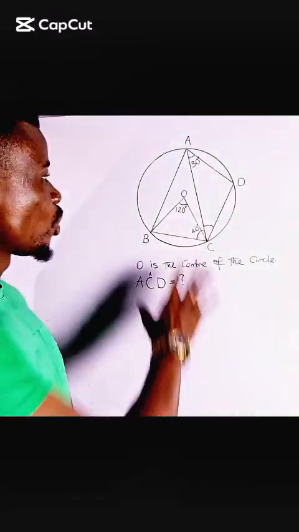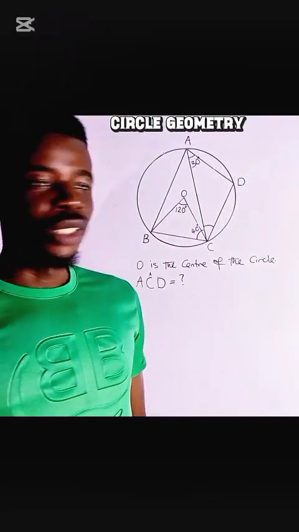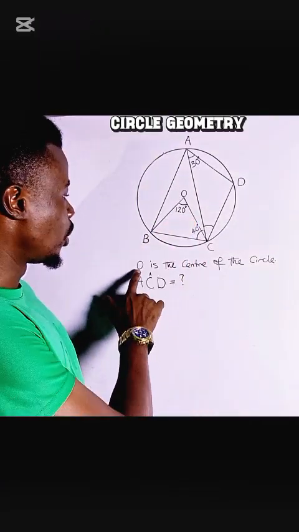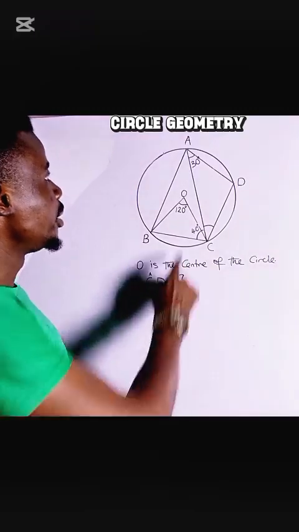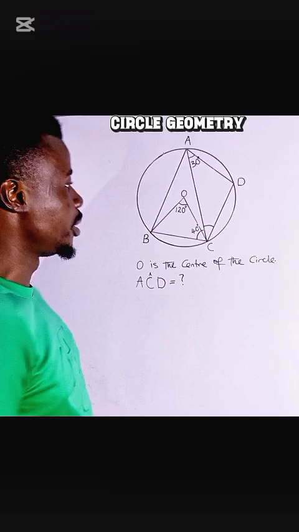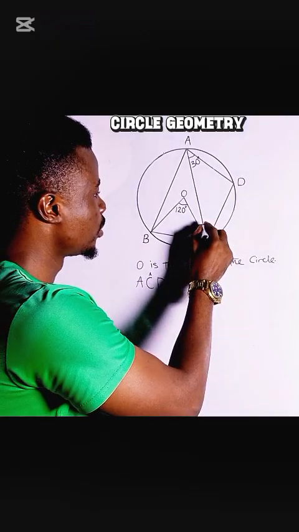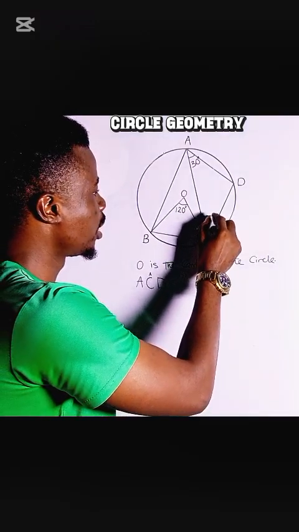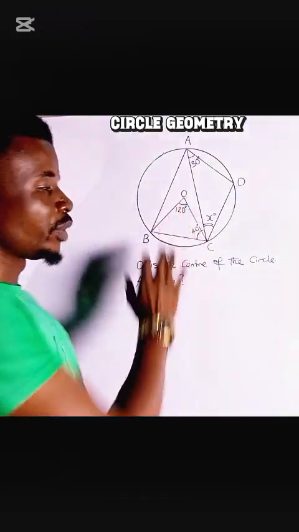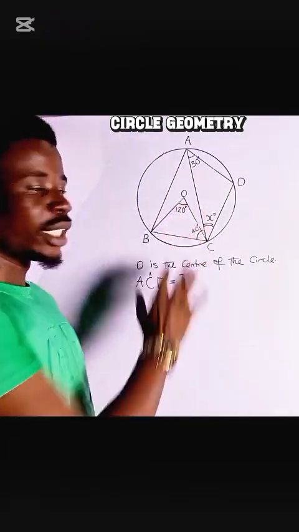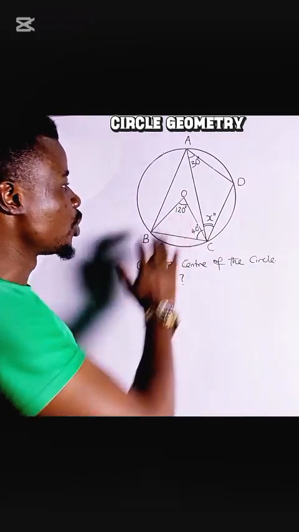All right, so we have a question on the board. We are told that O is the center of the circle, and we should find the angle ACD. Let's call it X degrees. So how can we solve this quickly? It's not that difficult. You just have to understand circle theorems, and you'll be able to solve this.